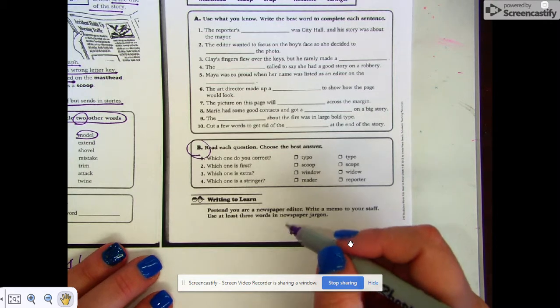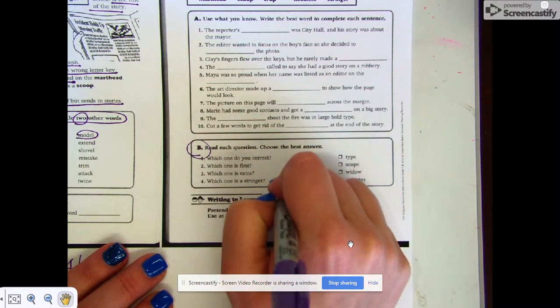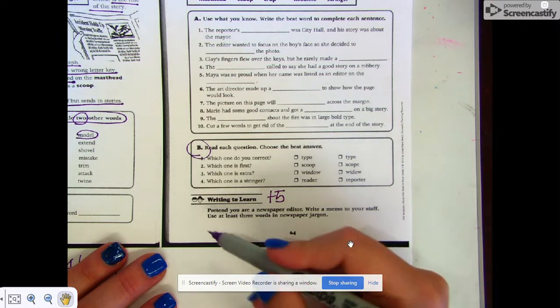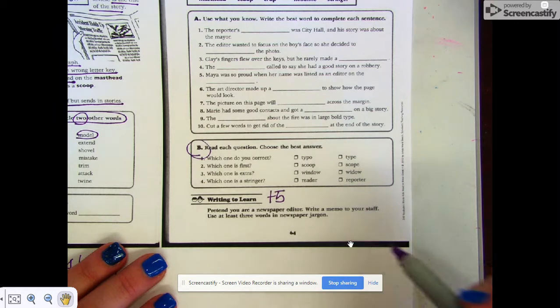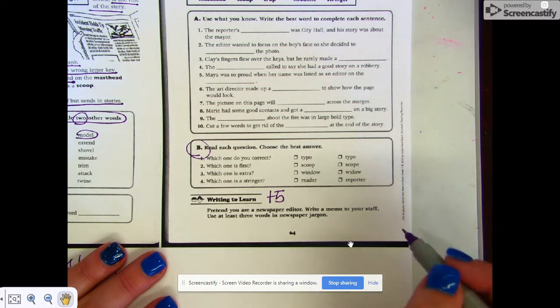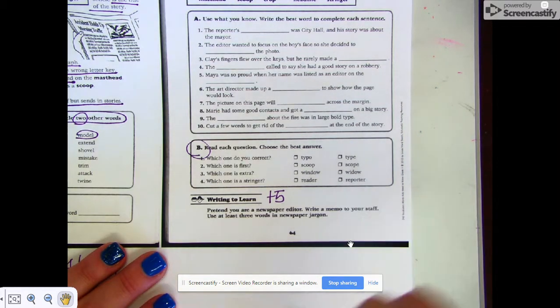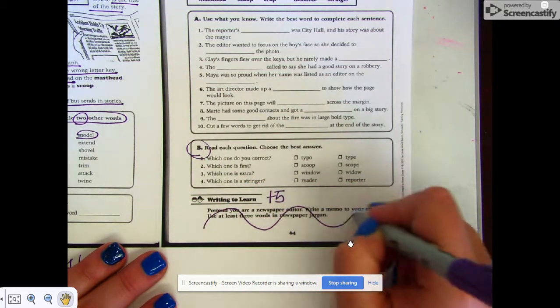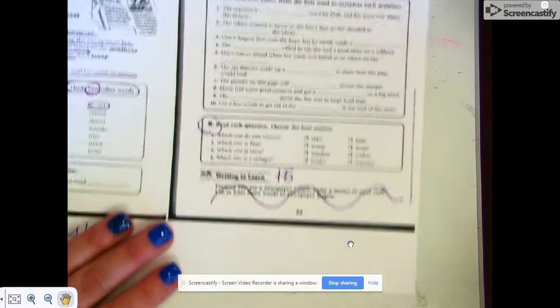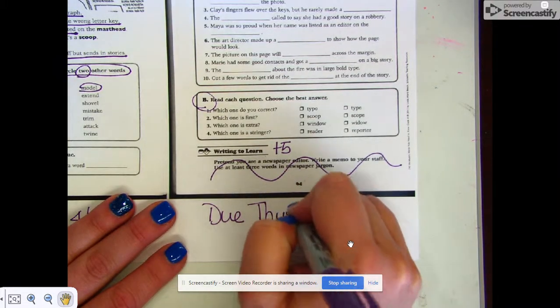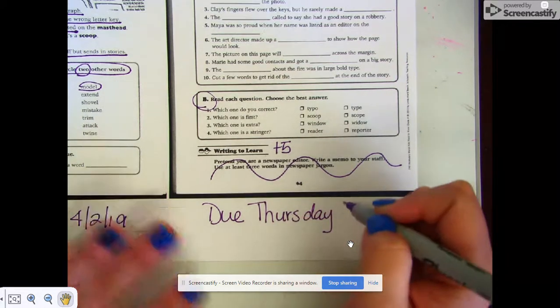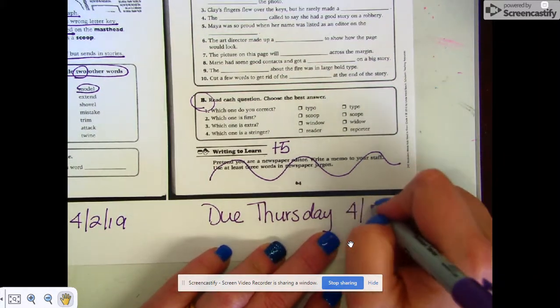Your writing to learn could possibly give you an extra 5 points. It says, pretend you are a newspaper editor, write a memo to your staff, use at least 3 words in the newspaper jargon. So you'd be pretending like you're the big boss and writing a memo that you would want the people who are working on the newspaper for you to know. If you do not want to do that, that's perfectly fine because it is just for extra credit, you can mark through. This side is due Thursday, April 4th.